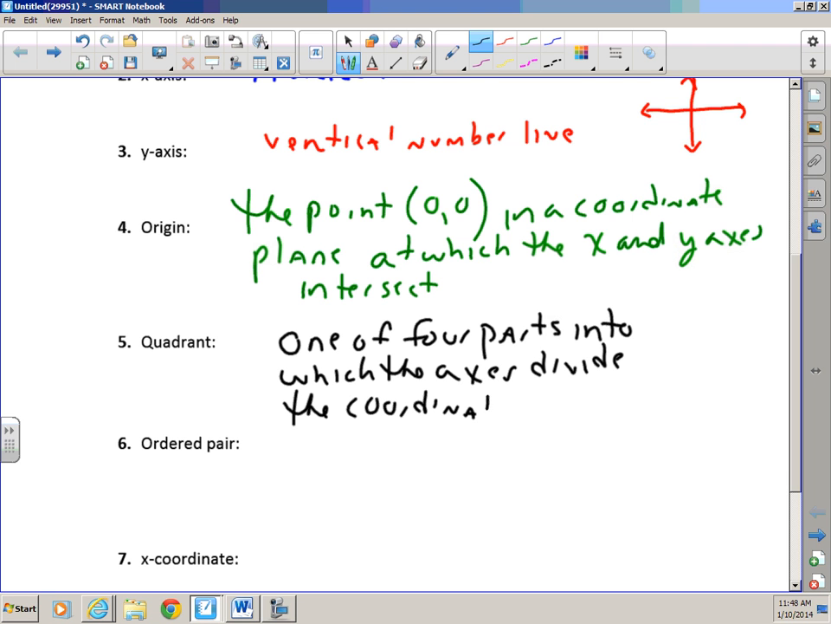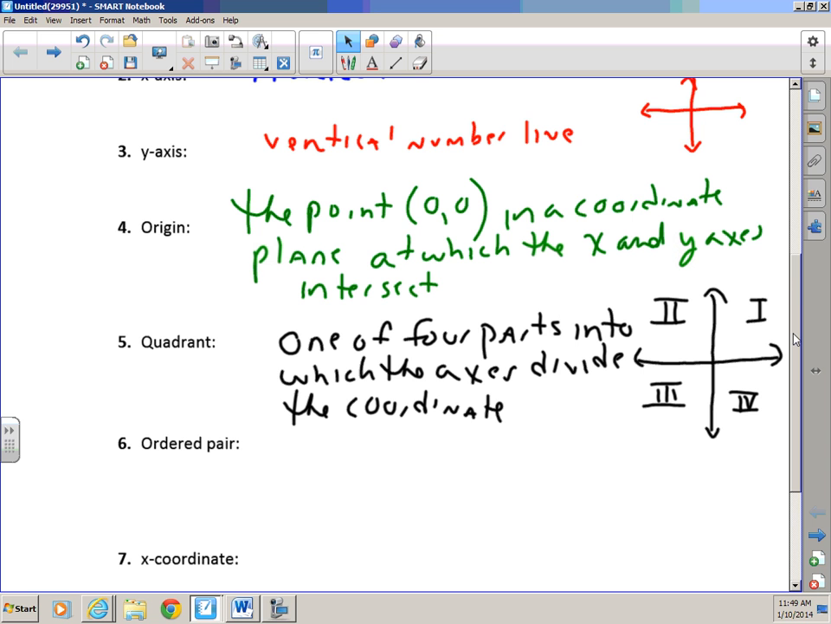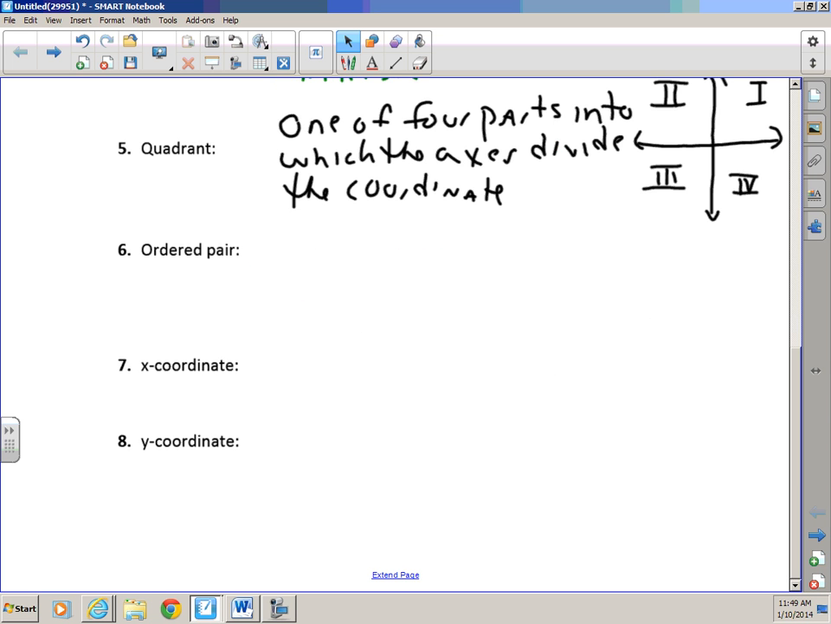Now, what's also important, and I'll draw this over here to the right, is that you know which quadrant is which. The first quadrant is upper right, and then the quadrants go counterclockwise. It's important to know which quadrant is which because you can be asked on a test what quadrant something lies in, and so you need to know where each of the quadrants are.